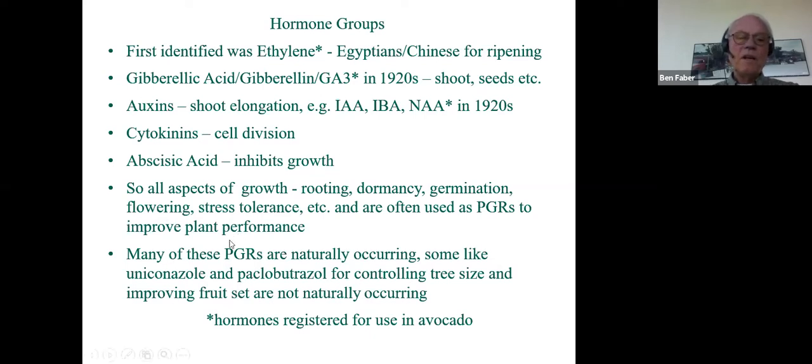So many of these PGRs are naturally occurring. Some, like uniconazole and paclobutrazol, which are used in other countries for controlling tree size and improving fruit set in avocados, are not naturally occurring, and even though they are PGRs, they're not registered in this country for use in avocados because they are not naturally occurring. They don't decompose over time and can pose environmental hazards.